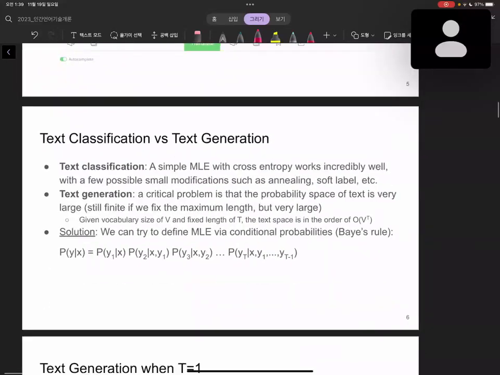Okay, here is text classification versus text generation.